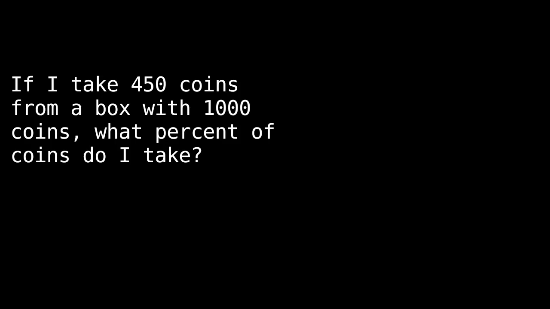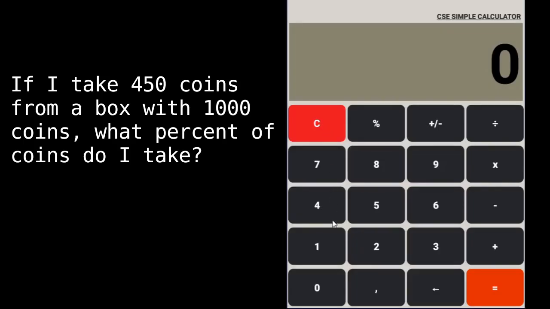If I take 450 coins from a box with 1,000 coins, what percent of coins do I take? Type 450 divided by 1,000 and press the percentage button. The result is 45%.